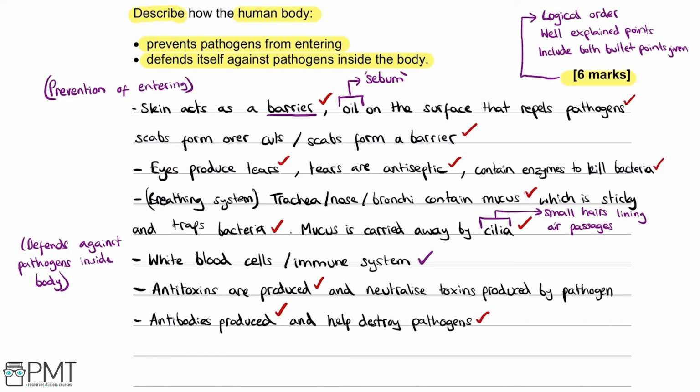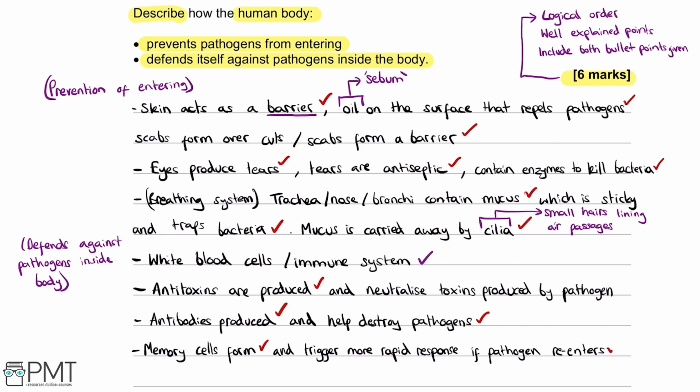Then lastly, you can talk about what's called memory cells, and these are a part of your immune response, so they recognise a pathogen that you've seen beforehand, and then should that pathogen re-enter the body, it will trigger a more rapid response to it, and it will help you to recover from the infection faster than you would have initially.